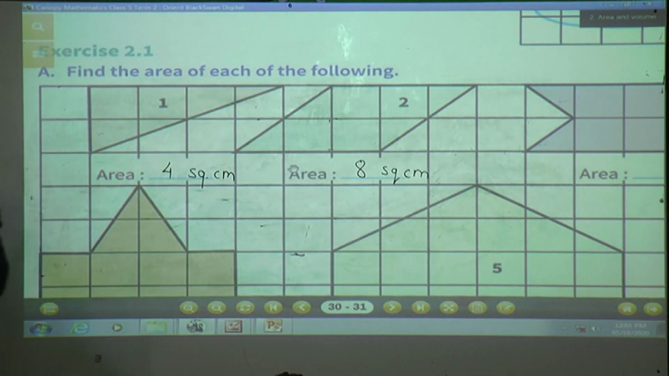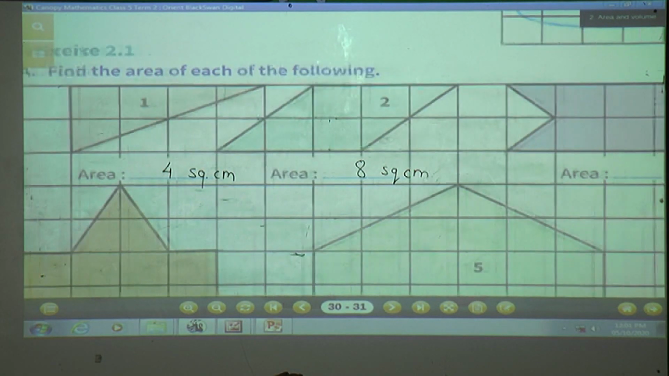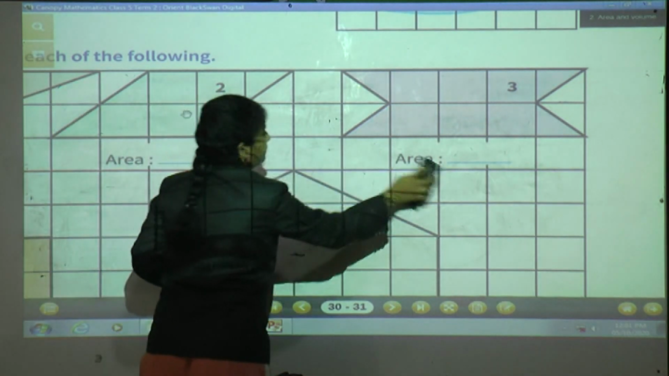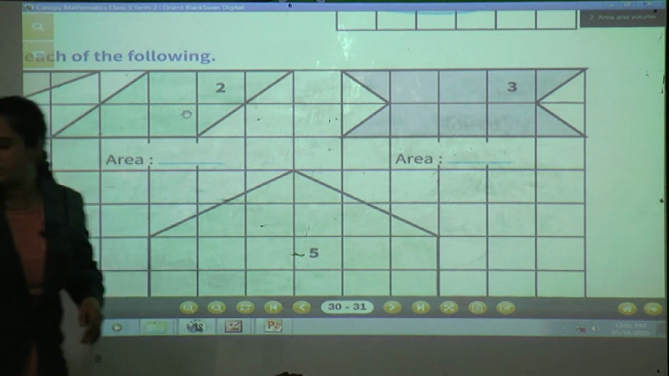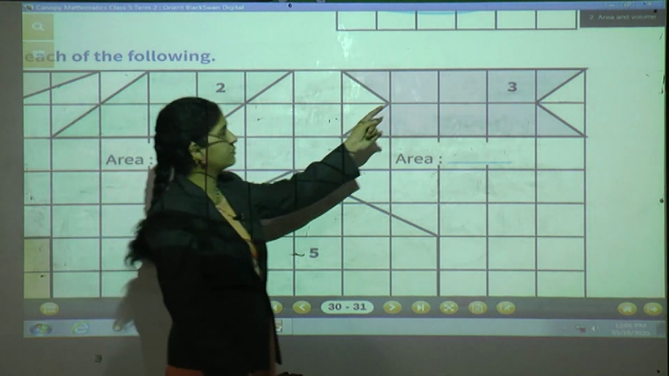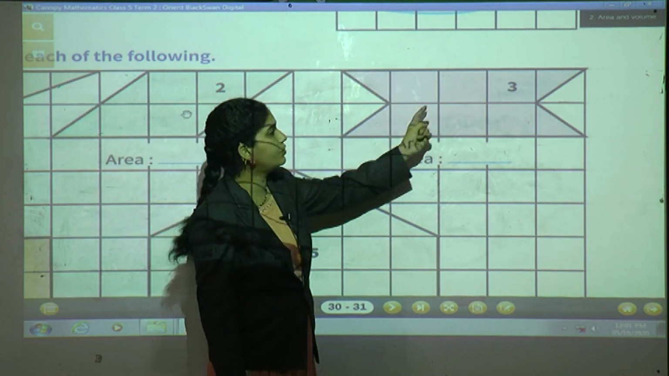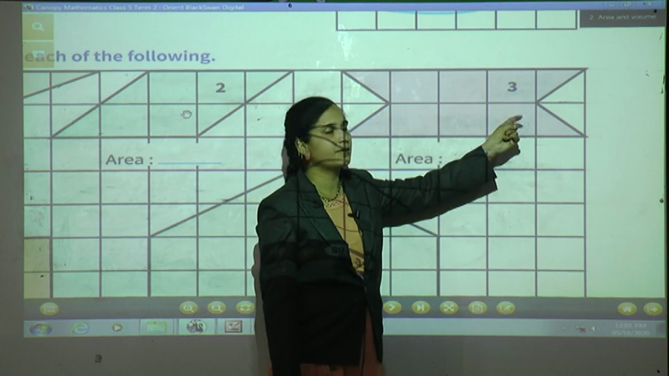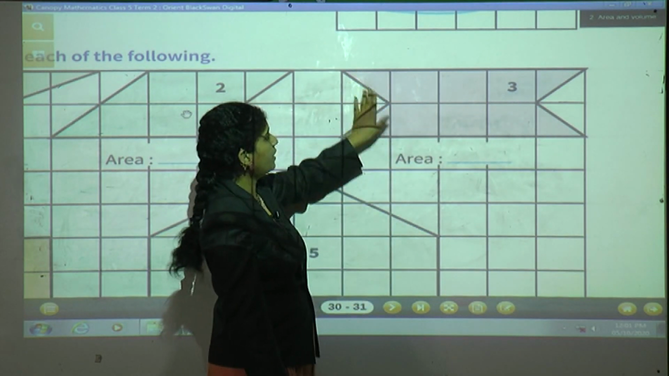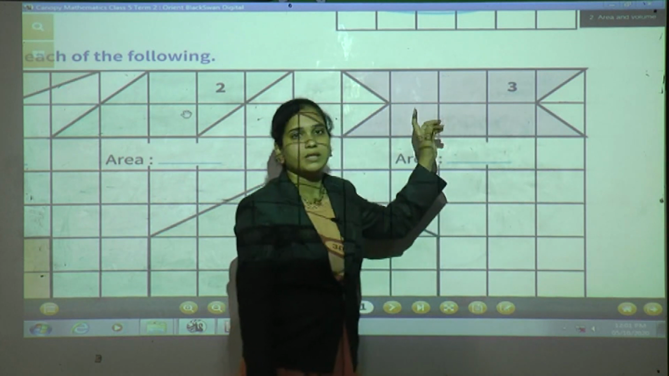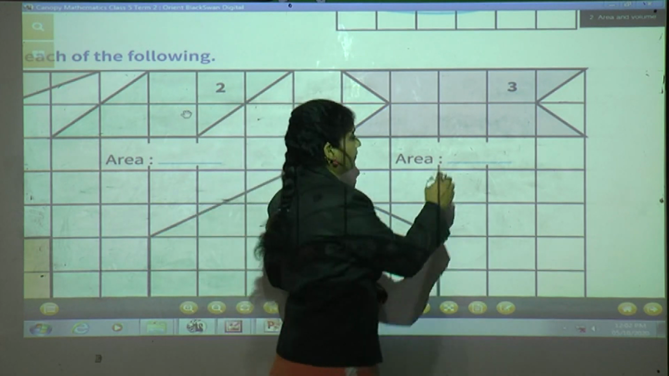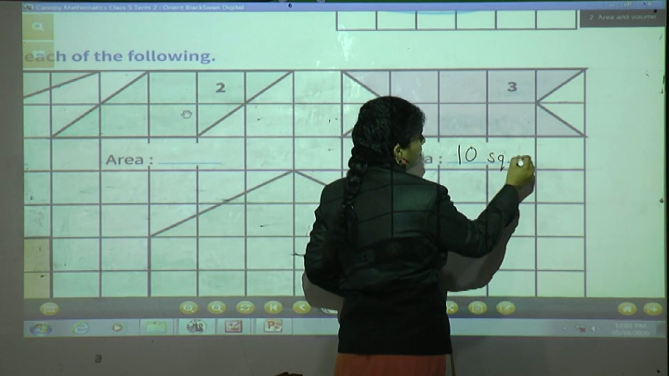We'll see third one. Here. Count full squares. Yes, students, first count full squares. Yes, count 1, 2, 3, 4, 5, 6. Again, these are the half squares. So count it as a full. 1, 2, 3, 4. These full 6 squares and these half 4 squares, it makes 10. 10 square centimeter.